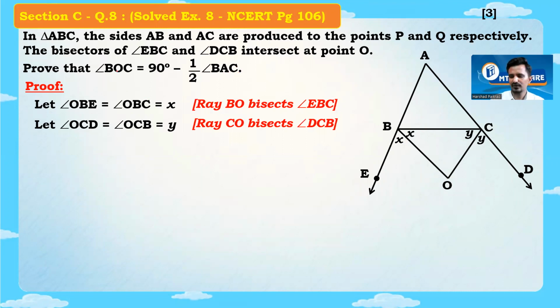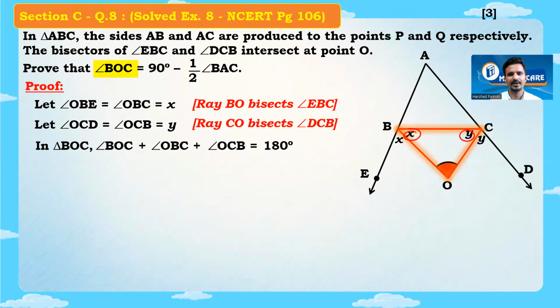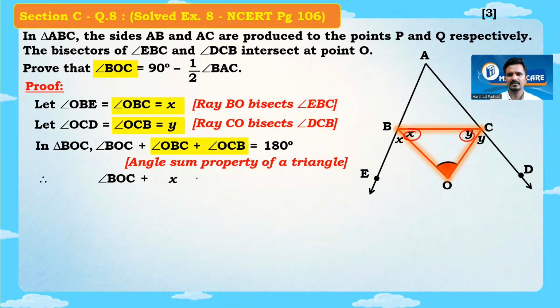So how can we do that? First focus on the left hand side. We want angle BOC. Where is angle BOC? BOC belongs to this triangle BOC, where we know that one angle is x, the other angle is y. So we can simply use the angle sum property here, which will give us angle BOC plus angle OBC plus angle OCB equals 180 degrees. The sum of three angles is always 180 degrees. Let's put their values. Angle BOC plus x plus y, because OBC is x and angle OCB is y, is equal to 180.